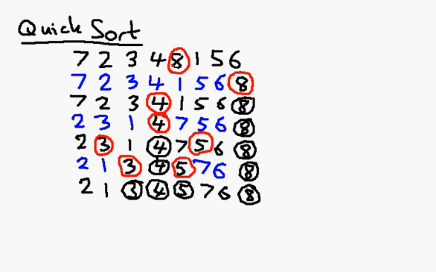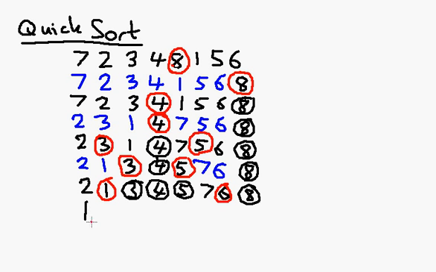Now, we've still got numbers that can be compared. We've got the 2 and the 1, we've got the 7 and the 6. So, we need to choose new pivots. So we look in the middle of the 2 and the 1, we go 1 to the right, and that will be the 1, that will be our pivot, and a similar story for the 7 and the 6.